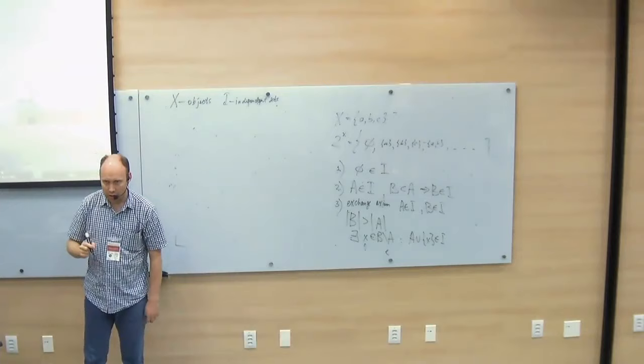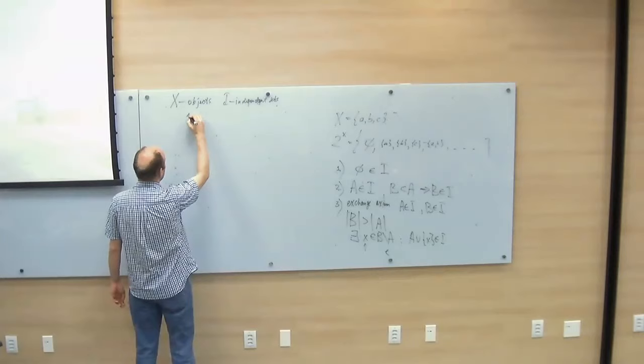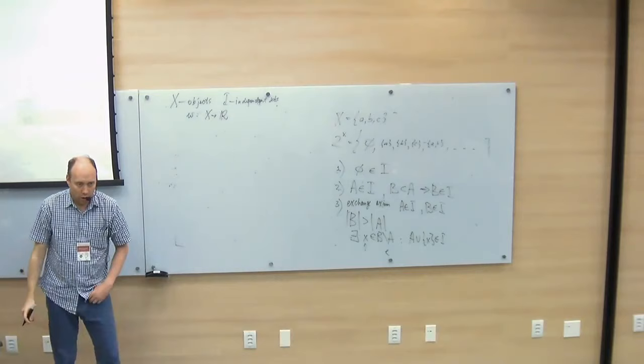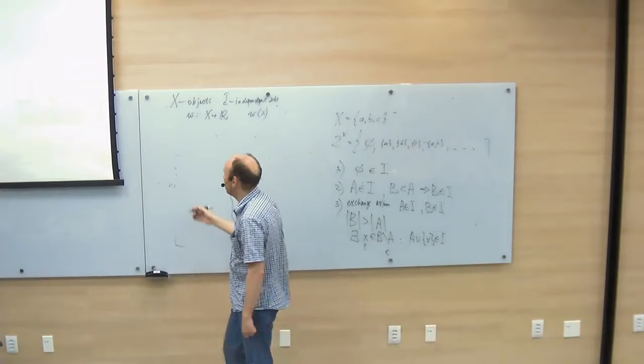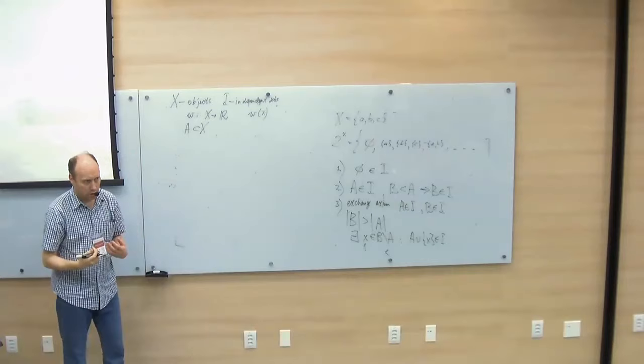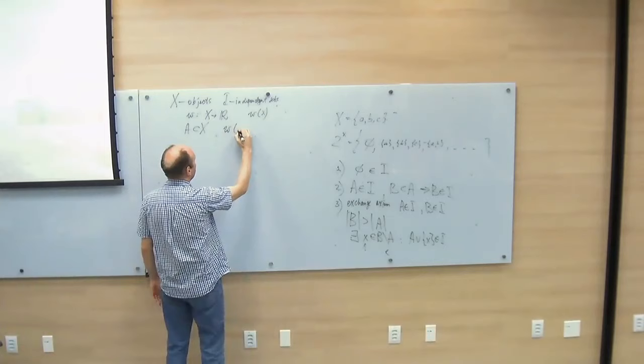Now, say that every object has some cost, or weight. So I have a weight function that gives a real weight to every object. I have a weight of an object x, denoted as W of x. And for a set of objects, we denote the weight of the set as the sum of weights of objects in this set. So weight of A is the sum of weight of x for x in A.